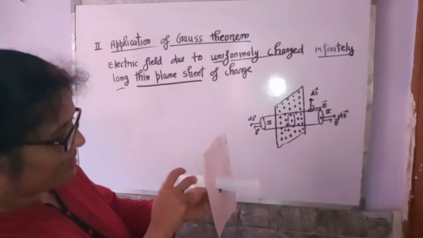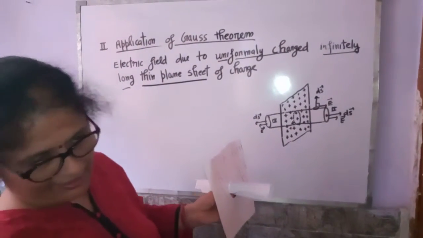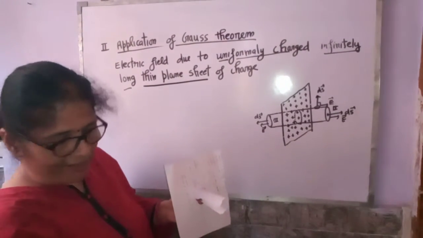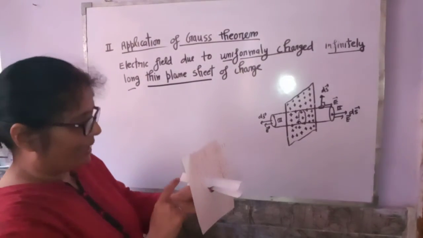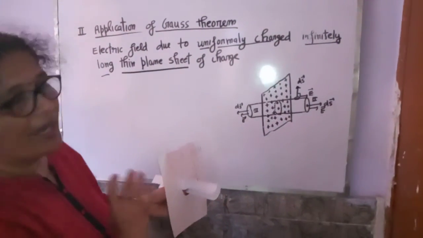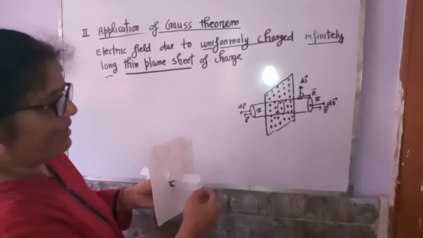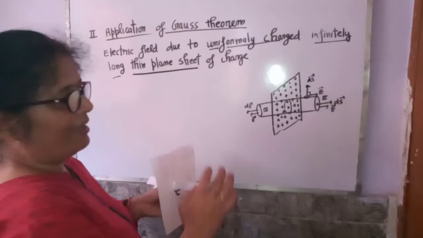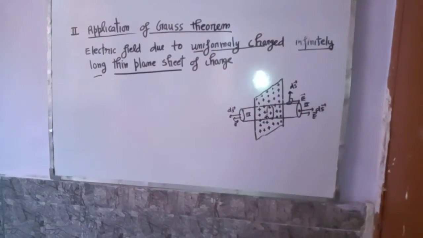Now r plus r becomes 2r. This is the height of the cylinder. So the Gaussian surface is in the form of a cylinder having length, you can say height, equal to 2r. And the area of cross section of each surface, suppose dS, after integration its value comes out to be A. This is the figure. This figure is very, very important. You should note this one.